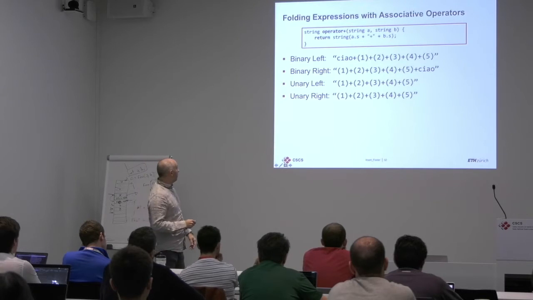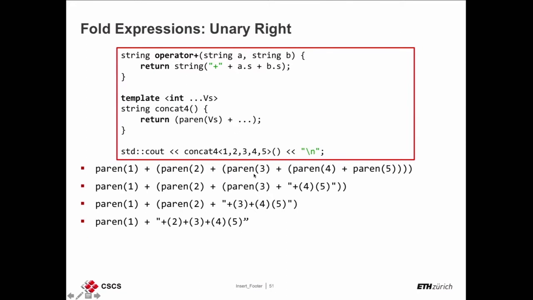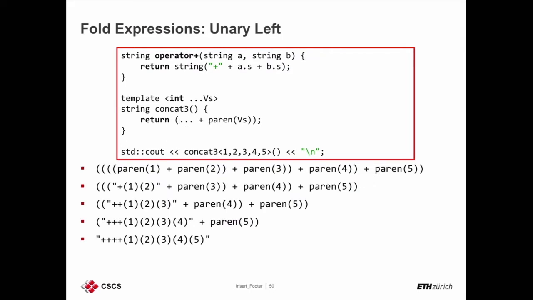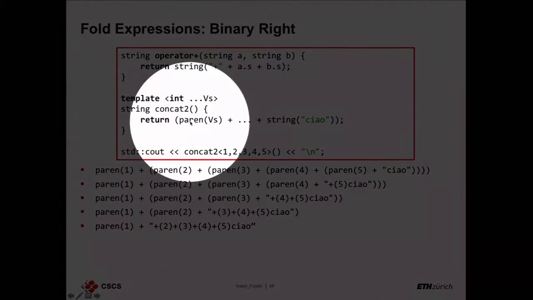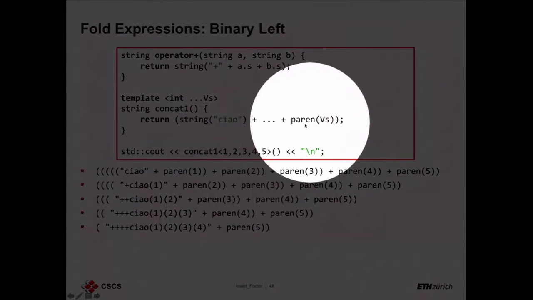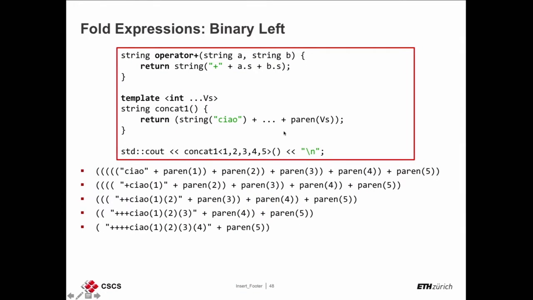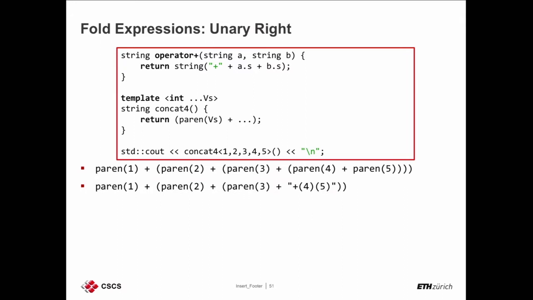The idea is that the binary left, you start from the left. The binary right, you start from the right. When you expand, it depends on which one you are actually expanding. So if I'm expanding on the right, or if I'm expanding on the left, I have 2 different behaviors. I expand on the right, I get something. I expand on the left, I get something else. And with the unary, it's the same. So if I expand on the left or on the right.